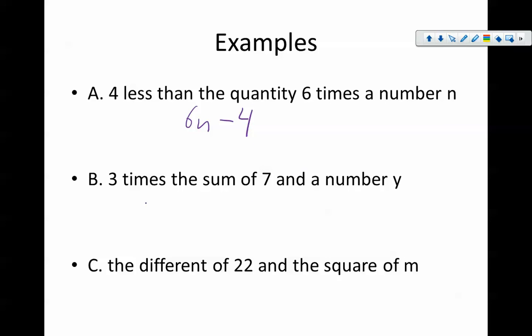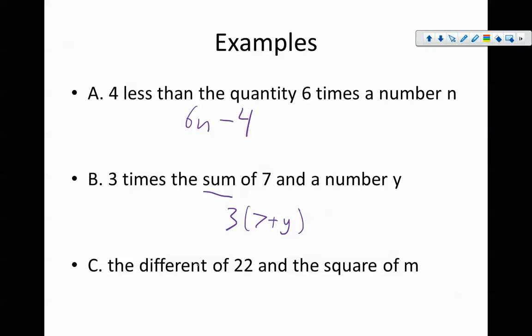Part B, 3 times the sum of 7 and a number y. So the sum is telling me that I'm taking the sum of 7 and y, so that's 7 plus y. Right, and I'm going to put that in parentheses. And then it says 3 times that. So it's 3 times this sum. I have to take the sum of 7 and y first, and then I'm taking 3 times that. That's why I need the parentheses there.